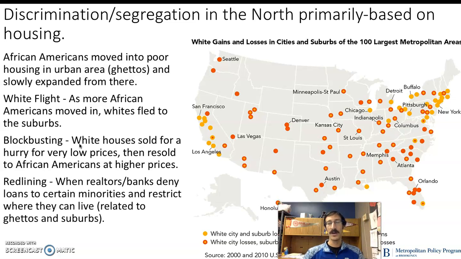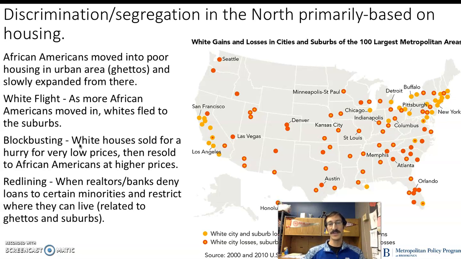This is the much more egregious thing, where essentially, at least the term redlining is, realtors and banks deny loans to certain minorities and restrict where they could live, and particularly saying, we're not going to let you live in this little neighborhood here, but we're not going to tell you that. We're just going to redline this area, and this is the only place we're going to get these people to live.